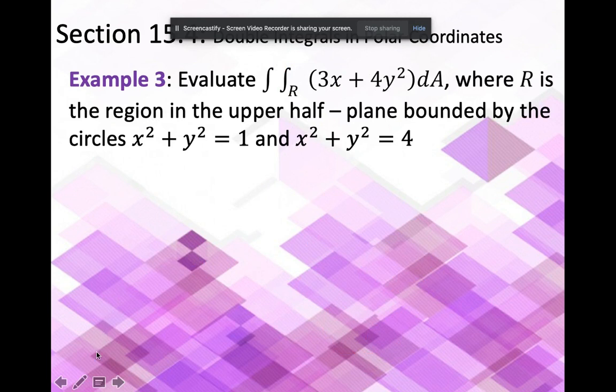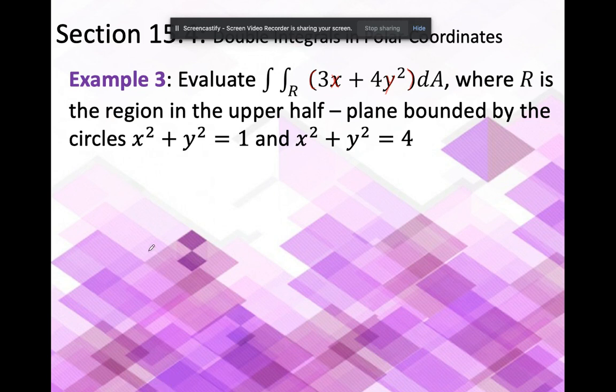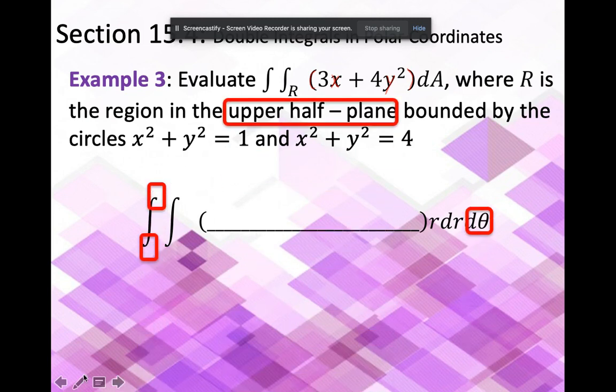All right, so let's do another one. Now notice this one. Firstly, what's different here? Your integrand is in terms of x and y, and you have an integrand that is not just 1. The region that they're giving me to integrate is the domain, is the upper half plane bounded by circles. Clue.